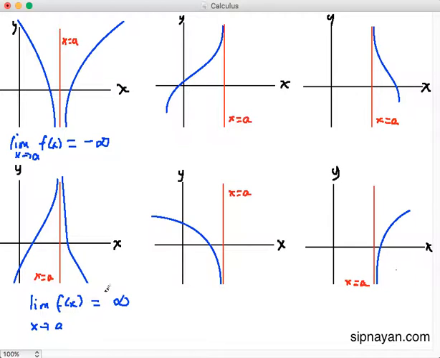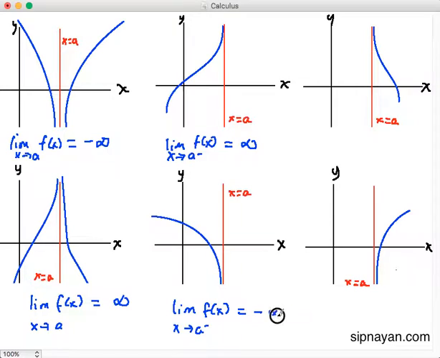Pwede nang walang positive, walang plus. So here, ang nandito lang is left hand limit. Ito lang yung ating function. So the limit of f of x as x approaches a from the left is equal to positive infinity. Ito naman, the limit of f of x as x approaches a from the left is equal to negative infinity.